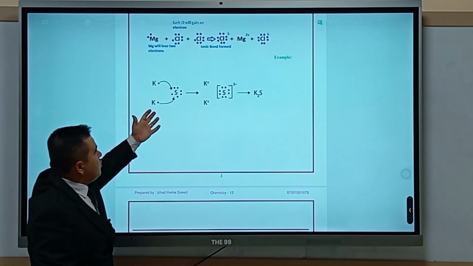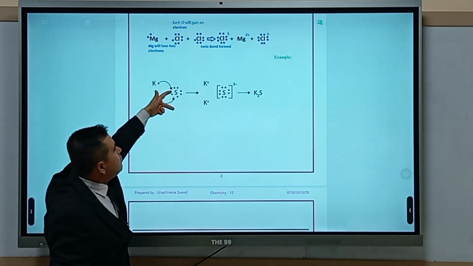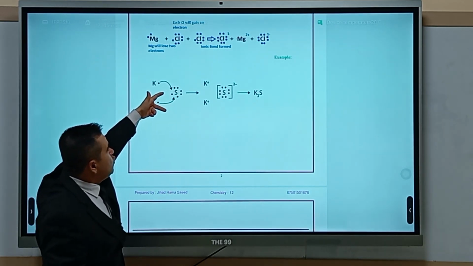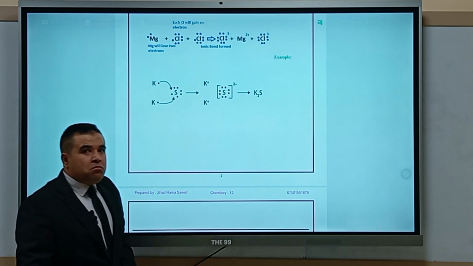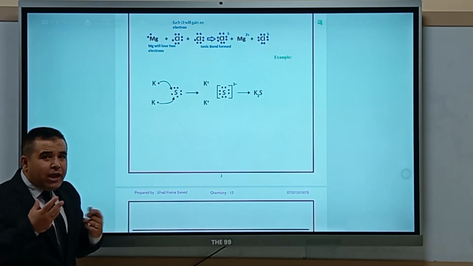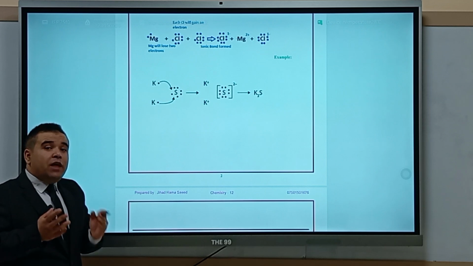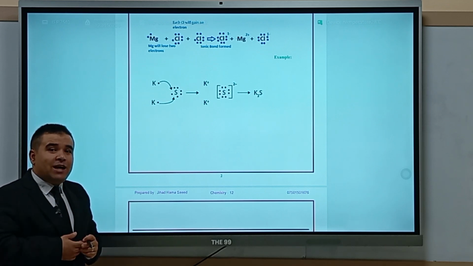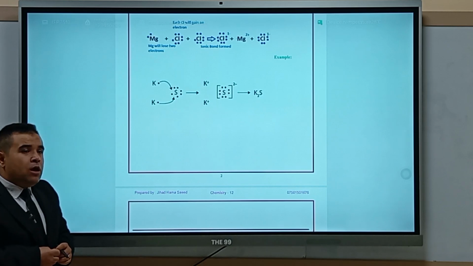Examples, more examples here, guys. In this case, they donate 2 electrons to the sulfur to get K2S. So in order to form an ionic bond between potassium and sulfur, there should be 2 atoms of potassium for every atom of sulfur. Why?